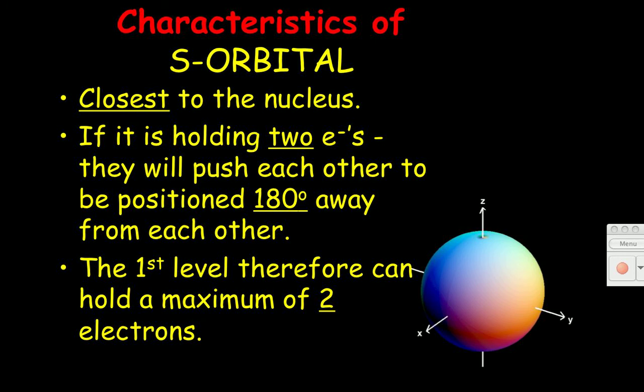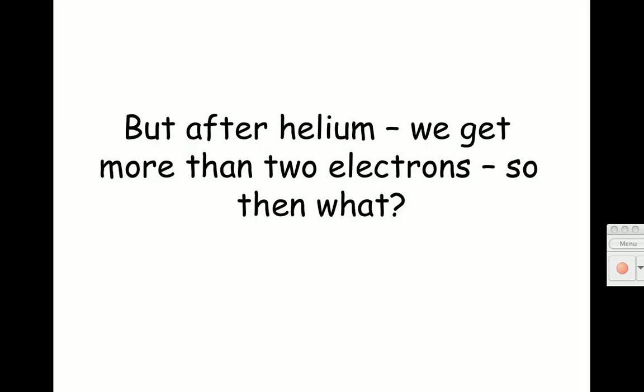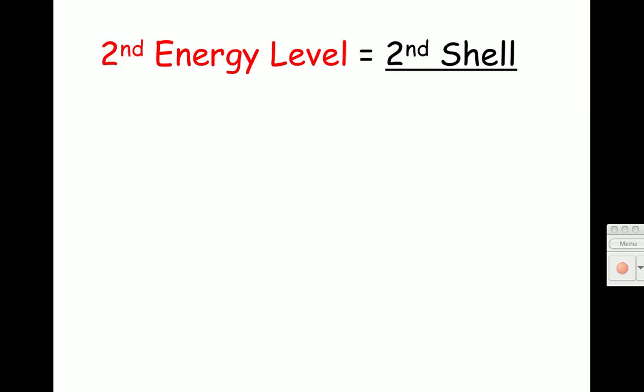So you can see, if you had 2 electrons, they would be on opposite sides basically of the spherical circle. Now, because this can only hold 2 electrons, this only explains the electron arrangement for anything up through helium. Because after helium, or after element number 2, we get more than 2 electrons. So then what do we do? Well, once we've reached that point, we actually move to the second shell. And that is our second energy level.